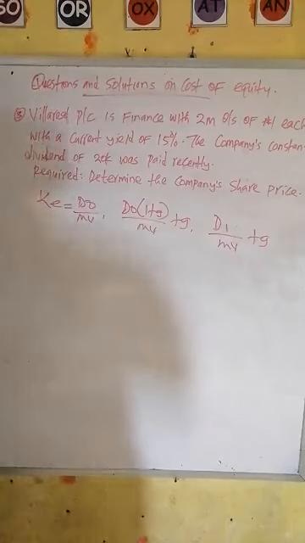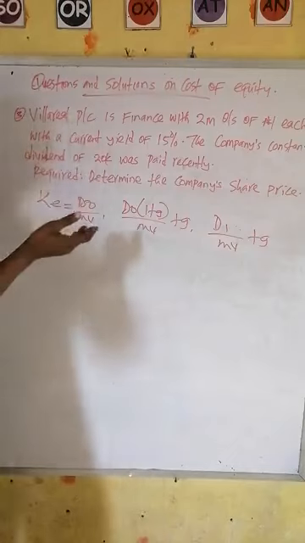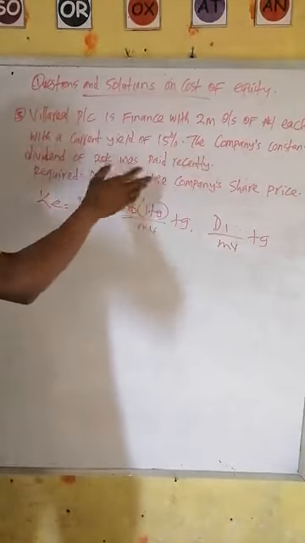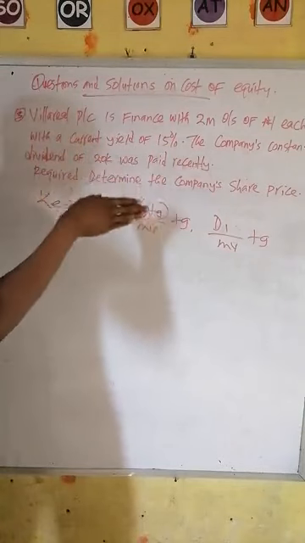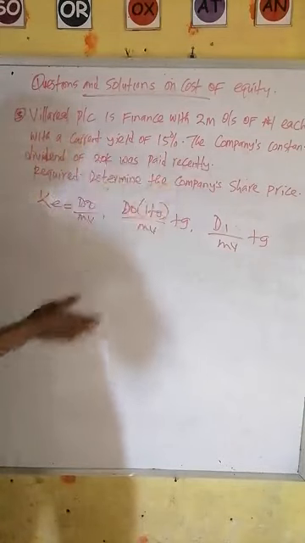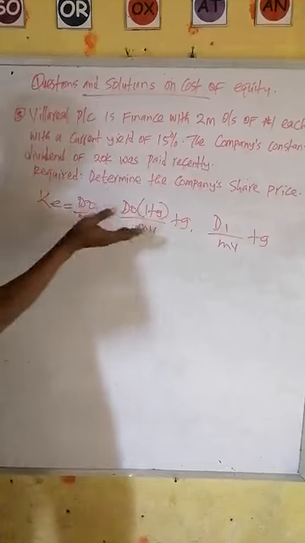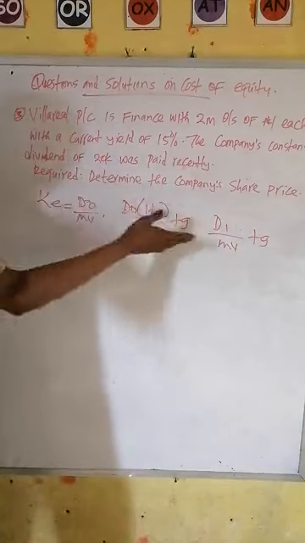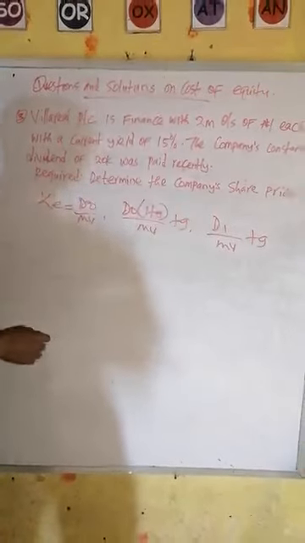Now, the next thing is to ask ourselves, is there growth in this question? Looking at the question, it's obvious that we don't have any growth here. We don't have growth specifically, and we don't have any information relating to growth. So therefore, we cannot use this formula, and you cannot use the other formula.